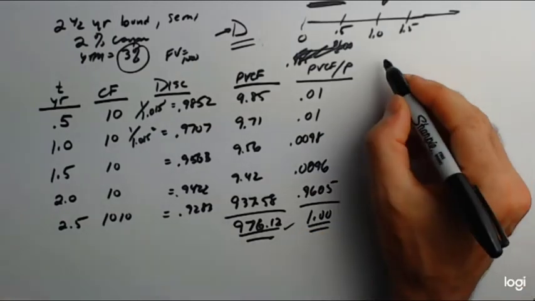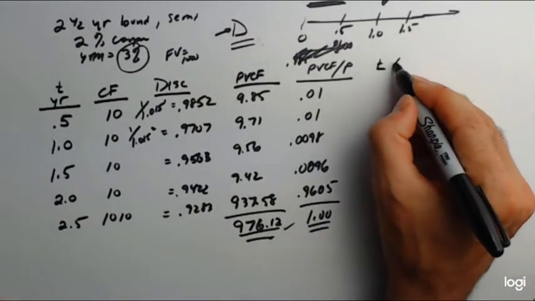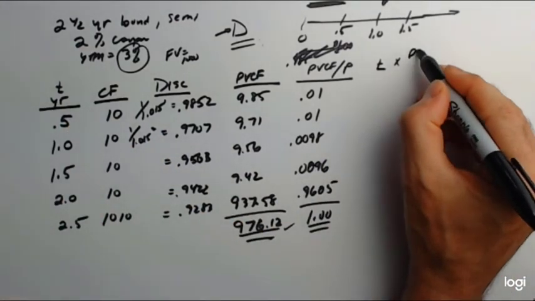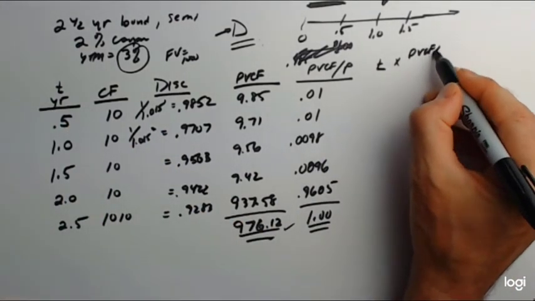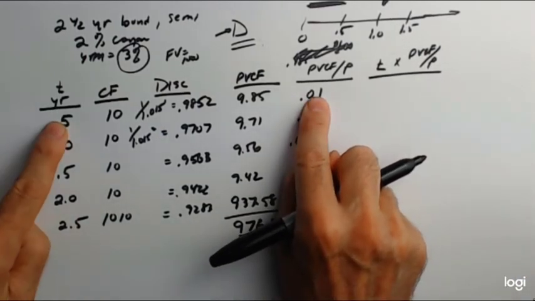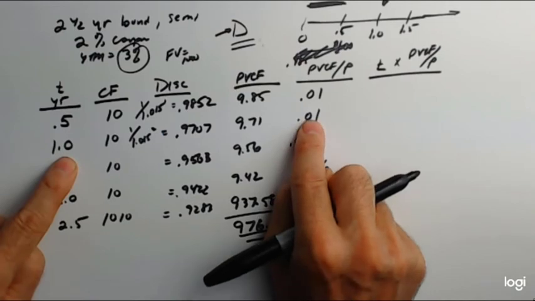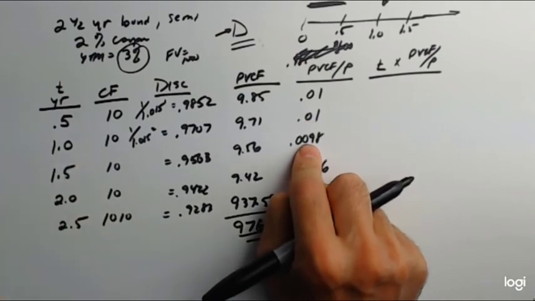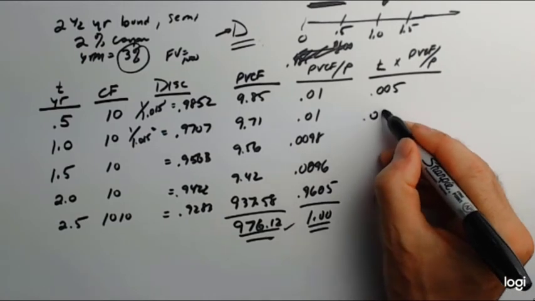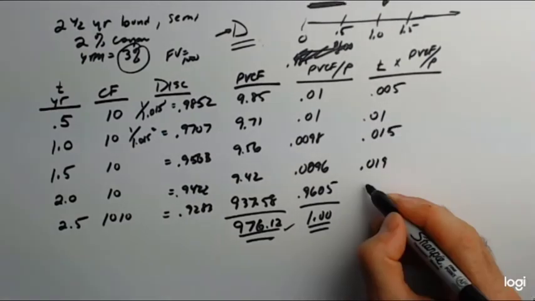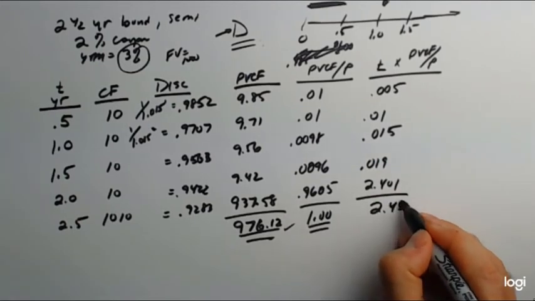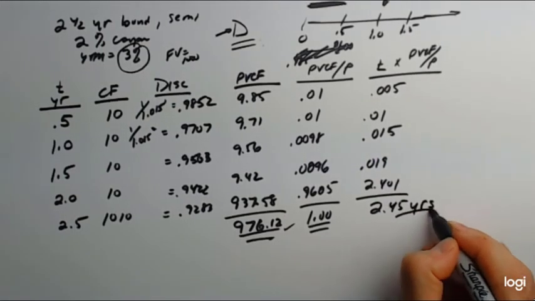Now, we want to take T, this time factor, and multiply it by the present value of the cash flow divided by P. In other words, take this times this, times this, and so on. And we get 0.005, 0.01, and so on, and 2.401. Add that up, we get 2.45 years.